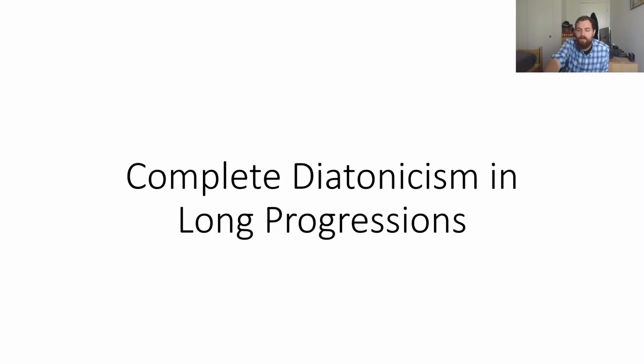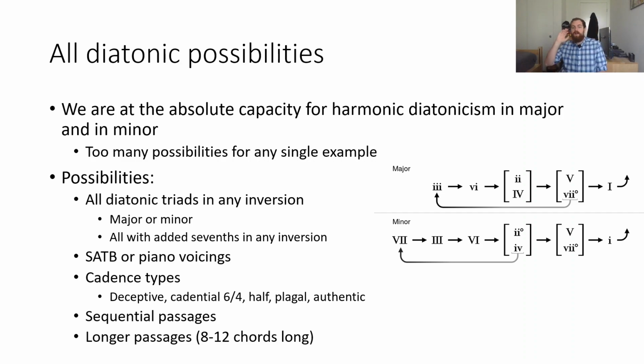So let's go ahead and talk about what we've got so far. We are at the absolute capacity for harmonic diatonicism in major and in minor. In fact, at the point where there are too many possibilities for any single example. So the list that we're about to talk about, we will not really be able to see all of these things in dictations at this point. We have too many options to fit within a progression. So you kind of have to know what's all possible and then filter down to kind of hear what's actually happening, okay? Notice that we've got basically all of our triads on this chart here over to the side.